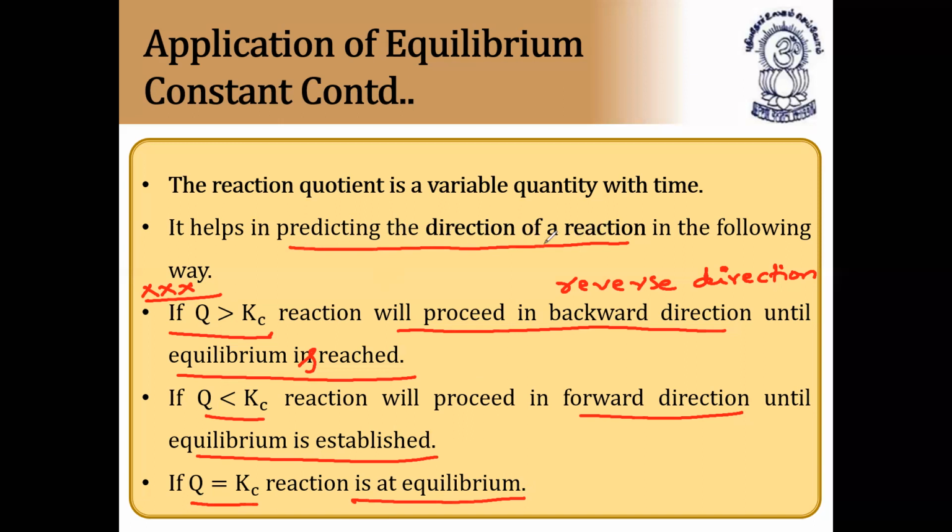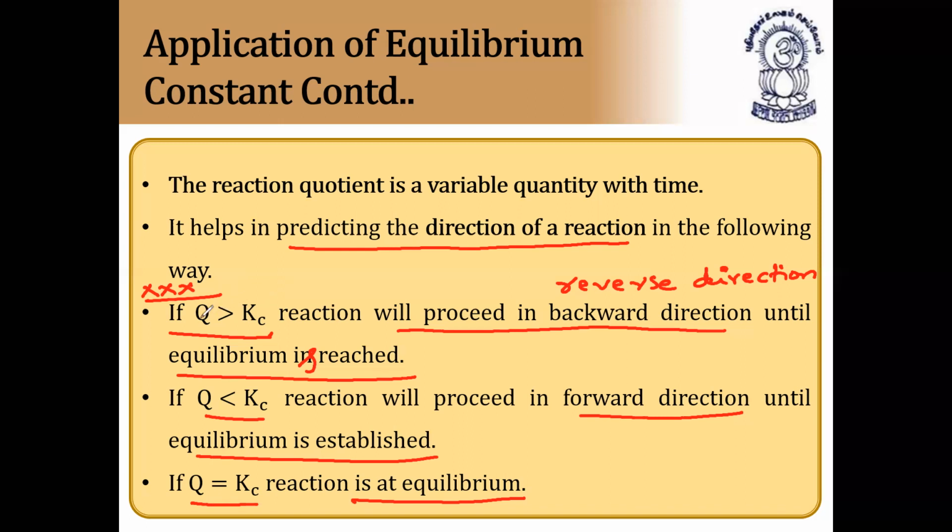What are the three conditions? Again, I'm repeating, please listen carefully. How to calculate Q? Q can be calculated by using the same formula, that is concentration of products by concentration of reactants raised to the power of their stoichiometric coefficients. And if you calculate Q and compare with Kc, Q can be calculated at any instant of the reaction, whereas Kc will be calculated only at equilibrium.